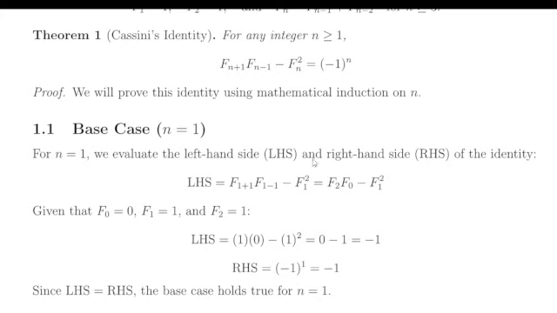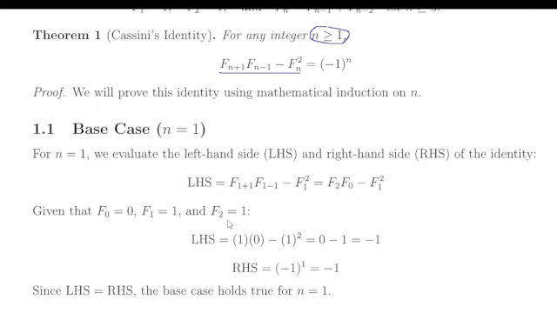We start off with the base case, and the base case here is going to be n equals 1, because we see n is defined to be greater than or equal to 1, so the smallest value is 1. So we start off with the left-hand side. We plug in n equals 1. So we have f sub 1 plus 1 times f sub 1 minus 1 minus f sub 1 squared, which is f sub 2 times f sub 0 minus f sub 1 squared.